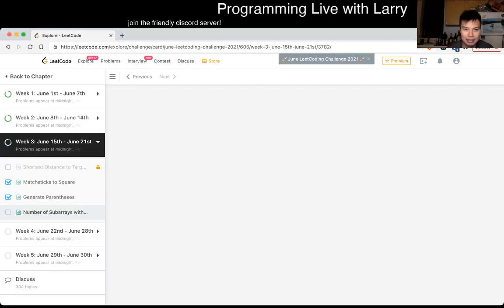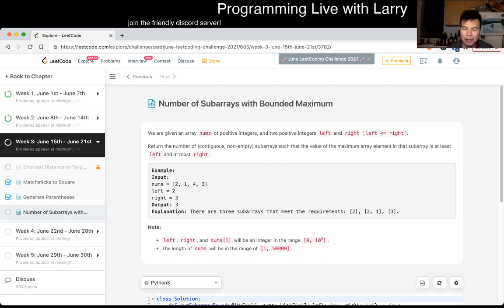And it is loading. Number of subarrays with bounded maximums. Usually I solve these live, so if it's a little bit slow, just hang out for a little bit or watch it on 2x. The technology exists. Anyway, we're given an array nums and two positive numbers, left and right. We return the number of contiguous subarrays such that the value of the maximum array element in that subarray is at least left and at most right.